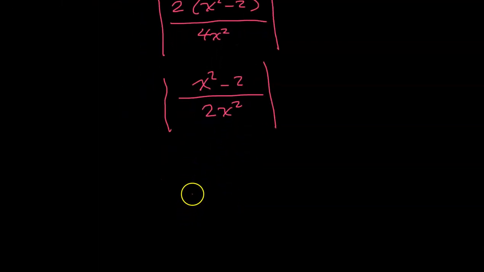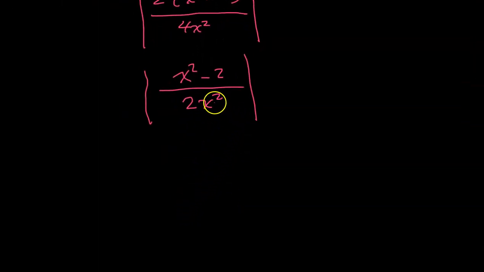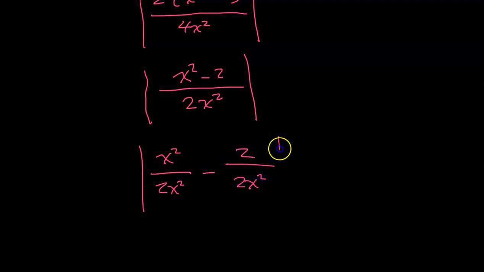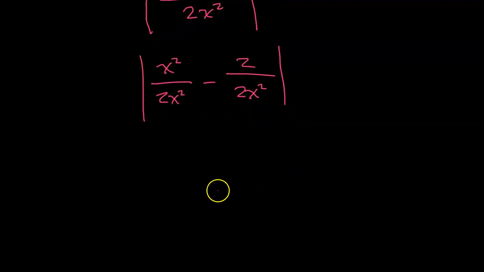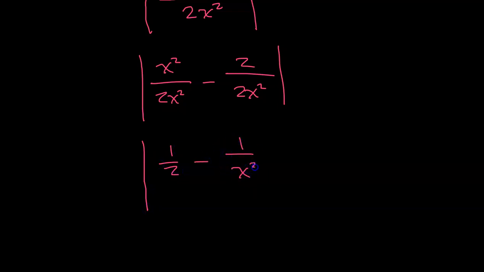Now I'm going to take this denominator and divide it separately under each term. So that's going to give me x squared divided by 2x squared minus 2 over 2x squared. So simplifying a little bit further, we're going to have 1/2 minus 1 over x squared.